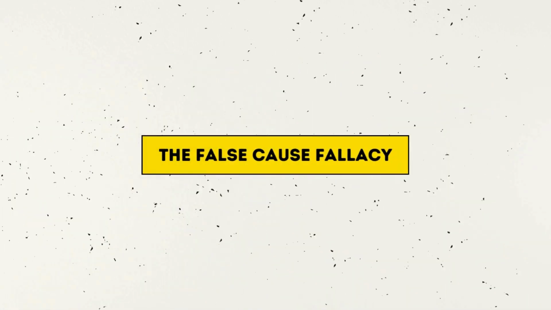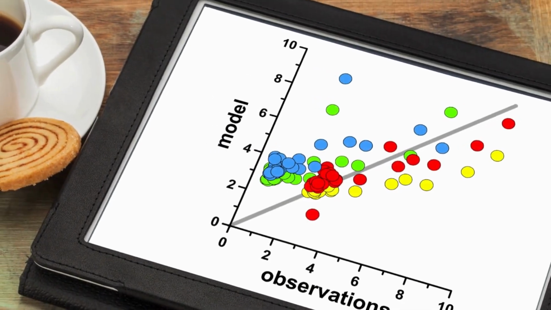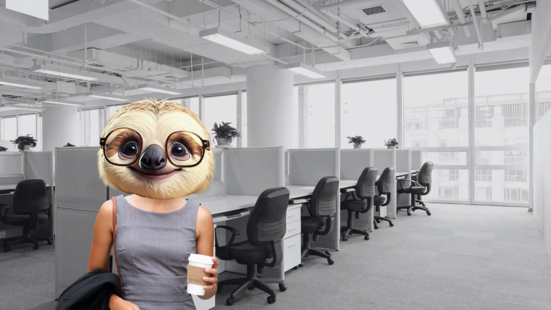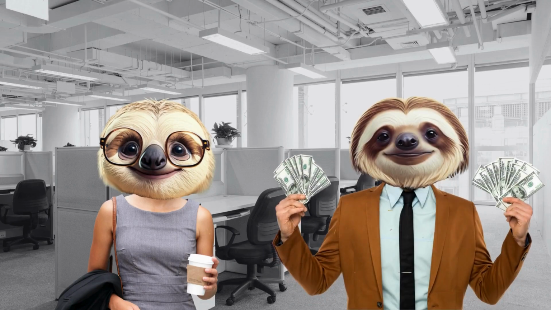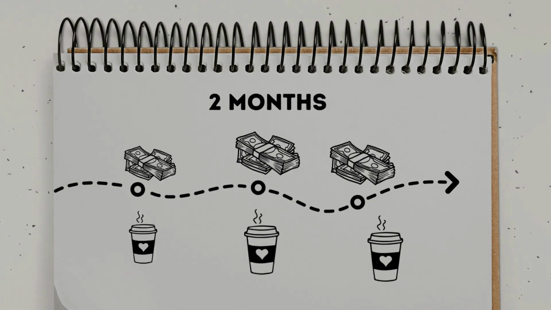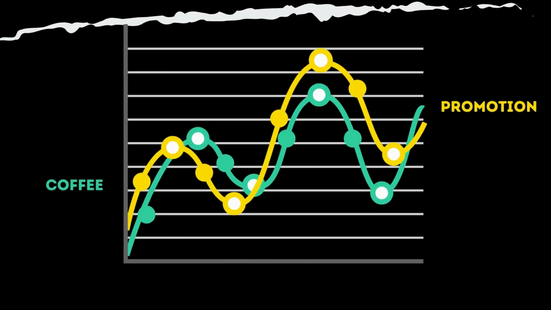Number 1. The false cause fallacy, also known as the correlation-causation fallacy, occurs when we assume that just because 2 things happen at the same time, one caused the other. For example, let's say I drank coffee today and you got promoted. The weirdest thing is that for the next 2 months, every time I drink coffee, someone is getting a promotion. Luckily, in this scenario, it's pretty clear that my coffee consumption isn't causing job promotions.